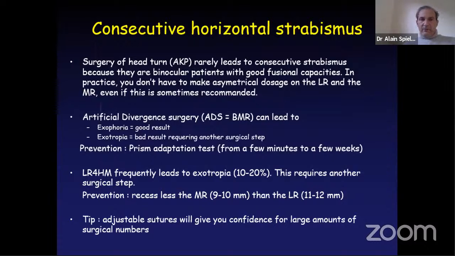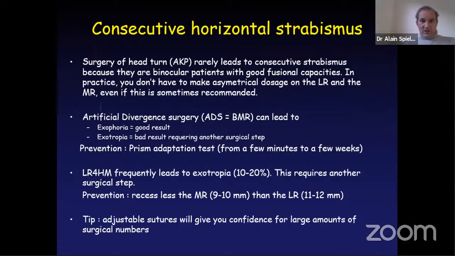After artificial divergent surgery, that is usually bimedial recession, you can get orthophoria even after large dosage. That is due to muscular adaptation after surgery. Sometimes you get exophoria controlled by fusion, and this is still a good result. And maybe exophoria leads to a better control on nystagmus than orthophoria. The problem comes with exotropia, which cannot be controlled by fusion. And this is a bad result which requires another surgical step.